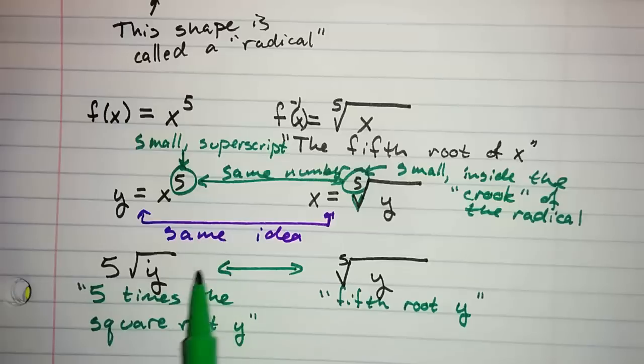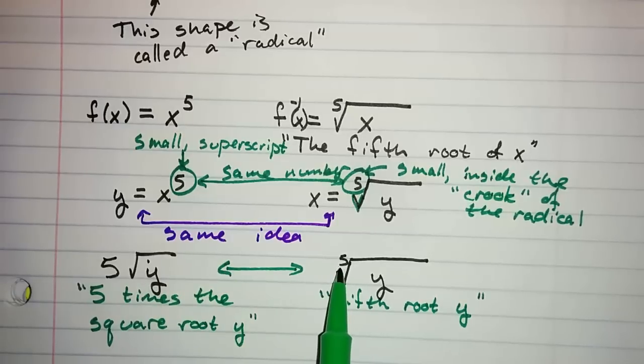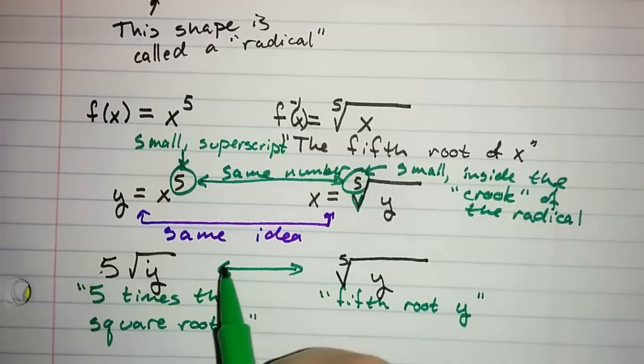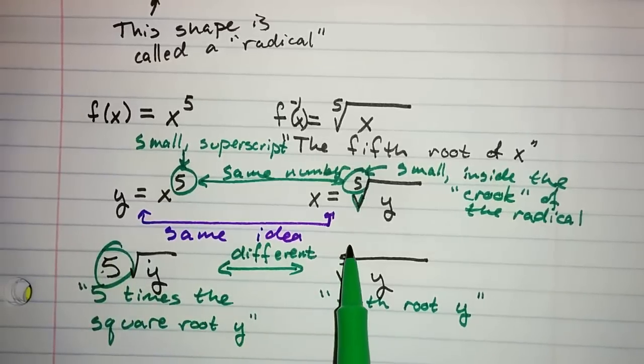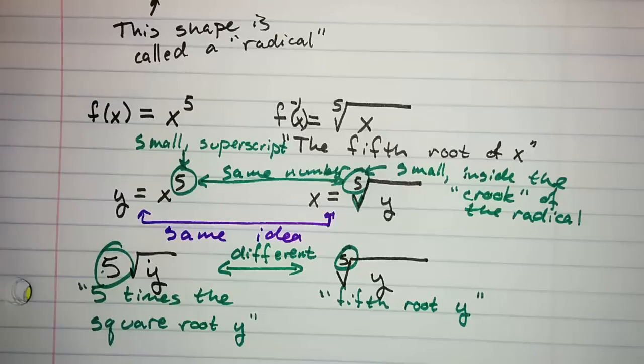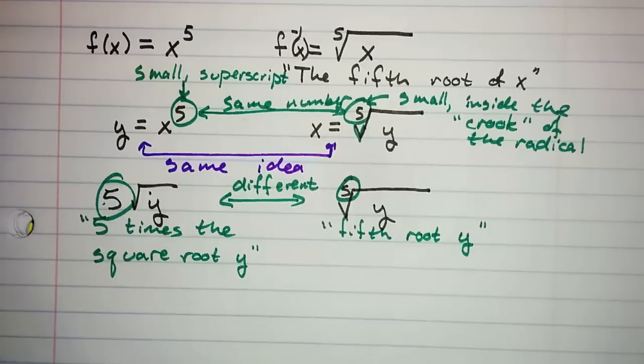Make sure that when you're writing this, it doesn't look like this. Here, the 5 is in front and full-sized. Here, the 5 is small and inside the crook of the radical. Okay, so maybe it still isn't clear what we mean by this.